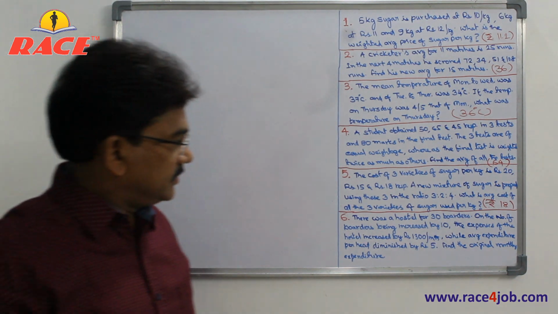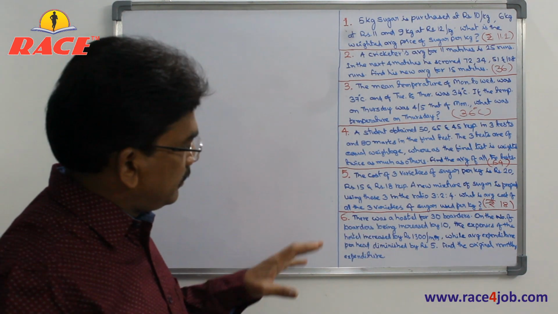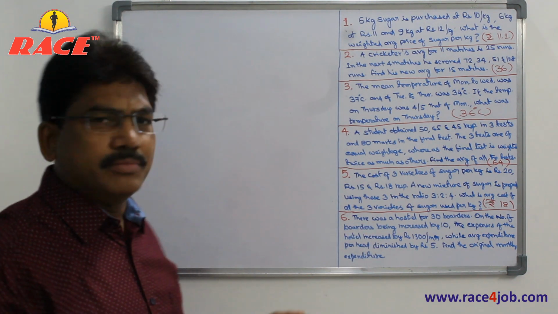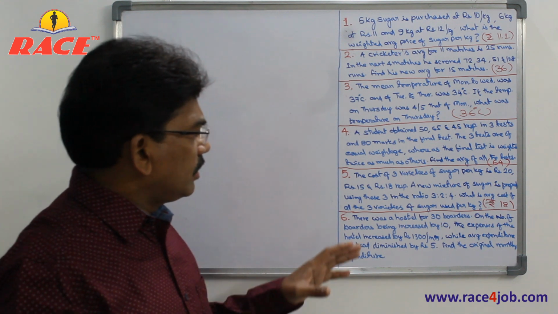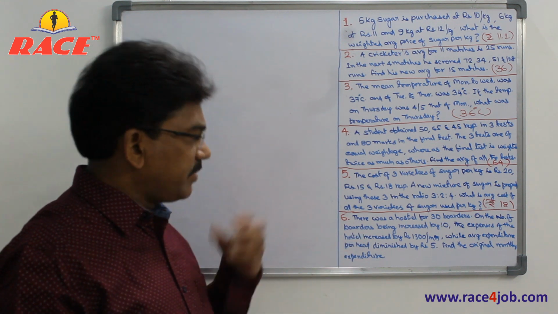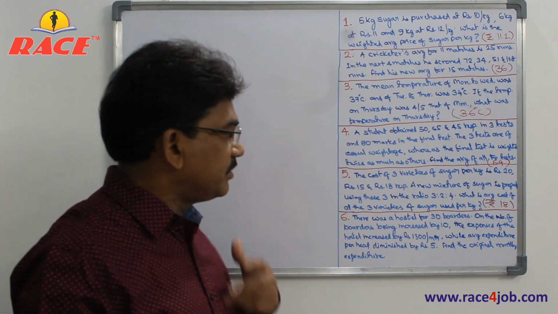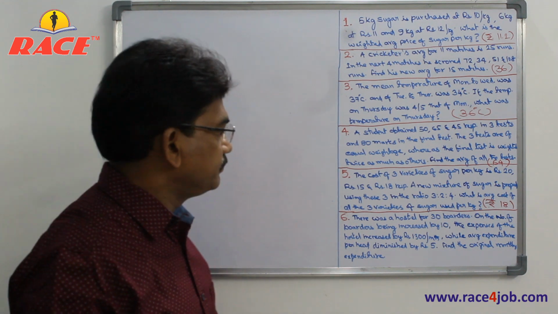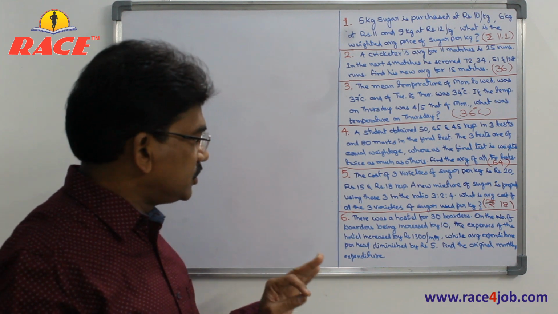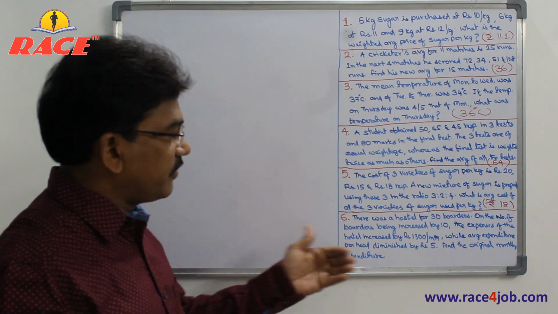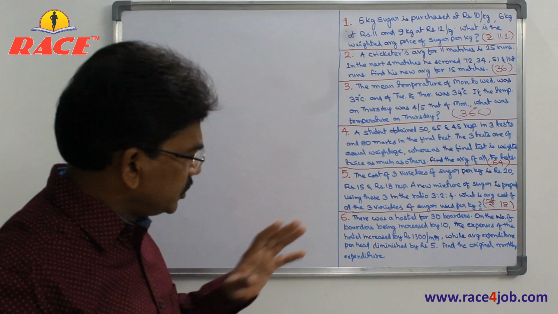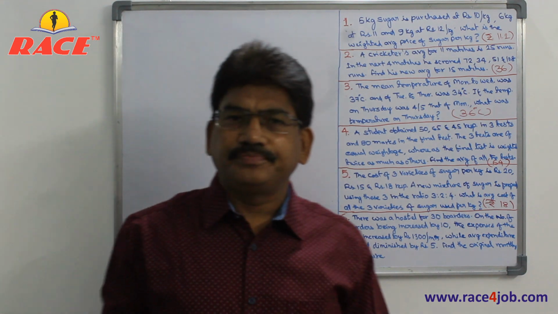Okay, see the next question. There was a hostel for 30 boarders, and the number of boarders being increased by 10, the expenses of the hostel increased by 1300 rupees per month, while average expenditure per head diminished by 5 rupees. Find the original monthly expenditure.